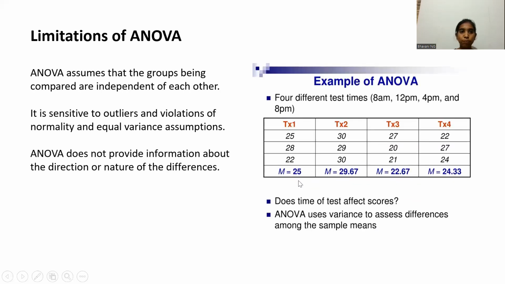Limitations of ANOVA. ANOVA assumes that the groups being compared are independent of each other. It is sensitive to outliers and violations of normality and equal variance assumptions. ANOVA does not provide information about the direction or nature of the differences.